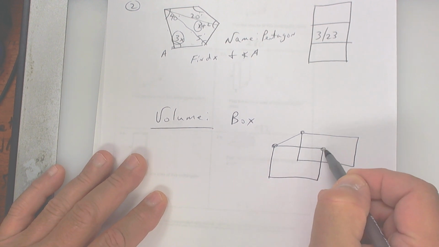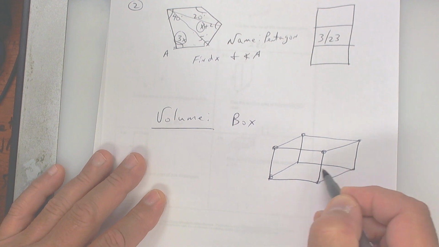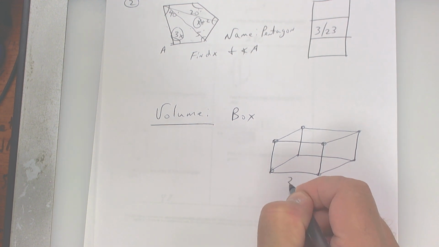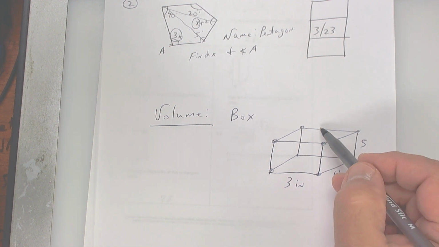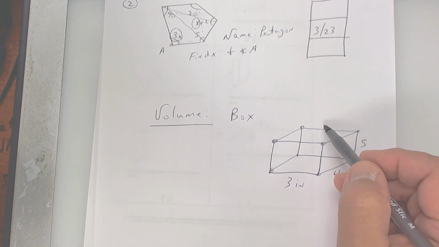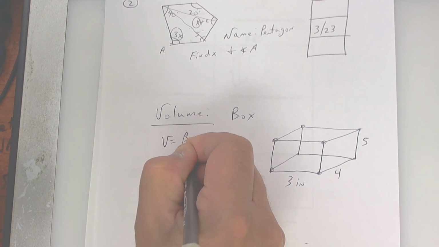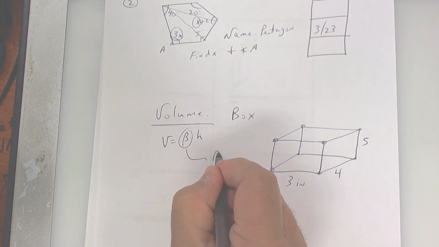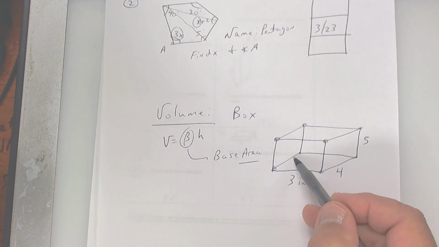These points here are called vertices. And when you connect them, you have your box. Okay? So what we're going to do is figure out volume of the box. So let's say this is 3 inches by 4 inches by 5 inches. And you want to figure out the volume. Volume of anything is big B times H. Write that down. Big B stands for base area. Base area is the bottom.